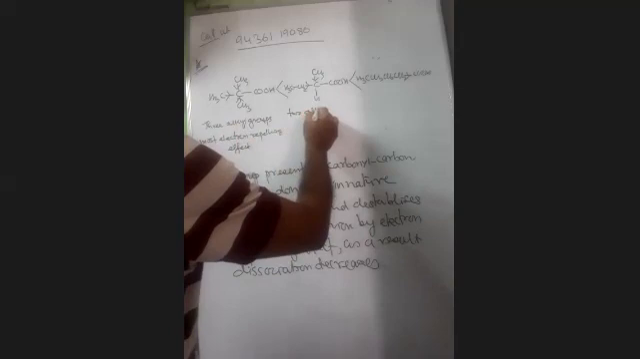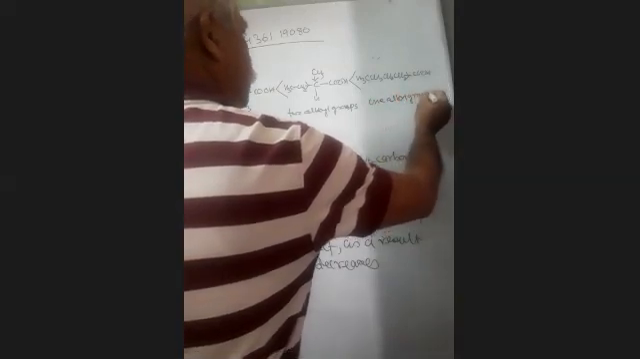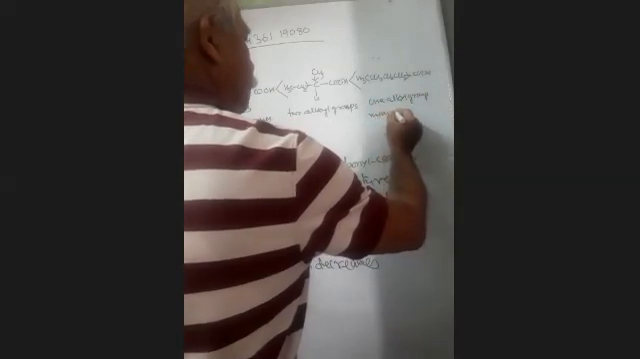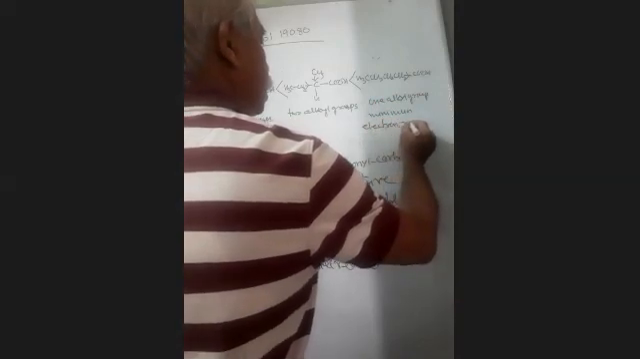Okay, what do we write now here? Three alkyl groups: most electron repelling effect. Two alkyl groups and one alkyl group. So minimum electron repelling effect.